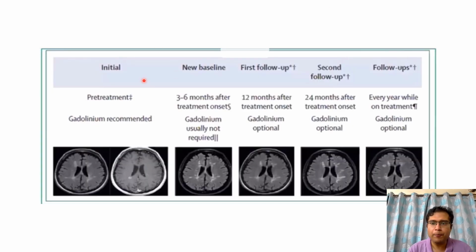So this is the follow-up protocol for a patient who is being treated for multiple sclerosis, where an initial MRI for the diagnosis is done, where gadolinium is recommended according to the imaging protocol. Then a new baseline is taken at 3 to 6 months after treatment onset to determine the disease burden, where gadolinium may or may not be required. Then the first follow-up is done 12 months after the treatment onset, where again the gadolinium is optional. Second follow-up is done 24 months after treatment onset, and follow-ups are then done every year while on treatment.